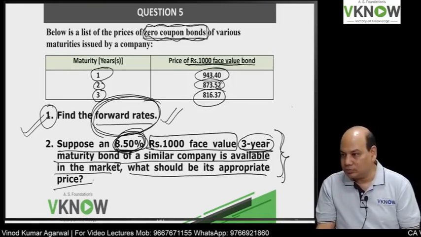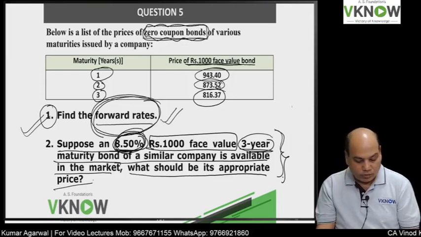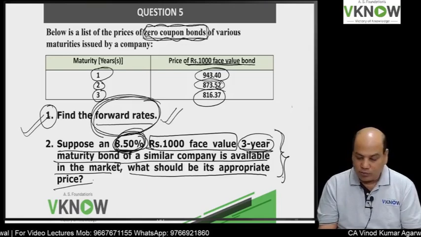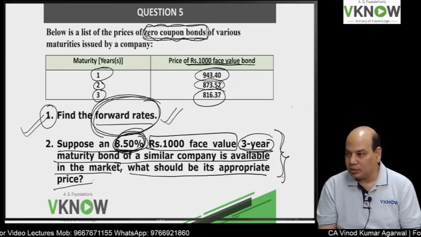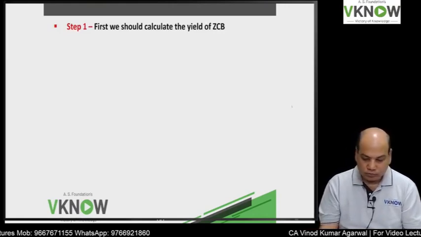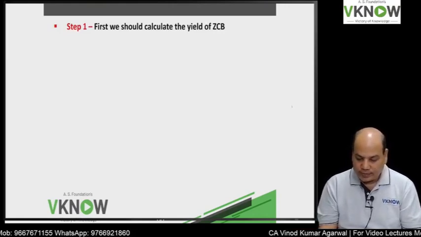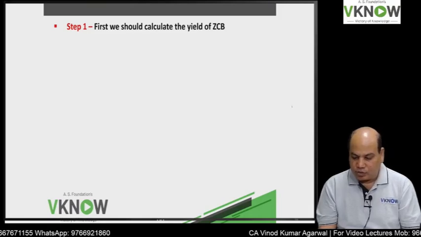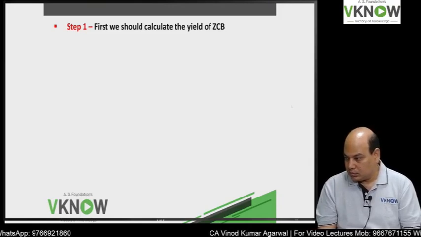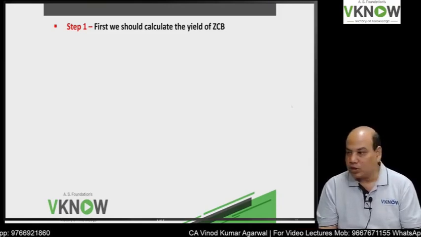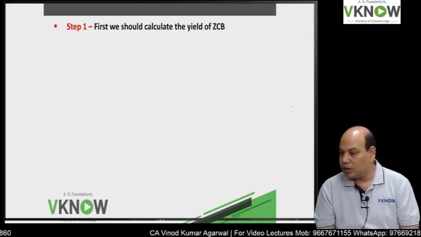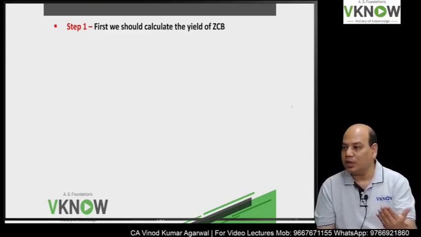So how do you compute the forward rates? What will you do first? What will you do for computing forward rates? First step will be to find out YTM of each bond. Is it right? So write down step 1. First we should calculate the yield of zero coupon bond. Using the YTM of zero coupon bond, we are able to calculate the forward rate.